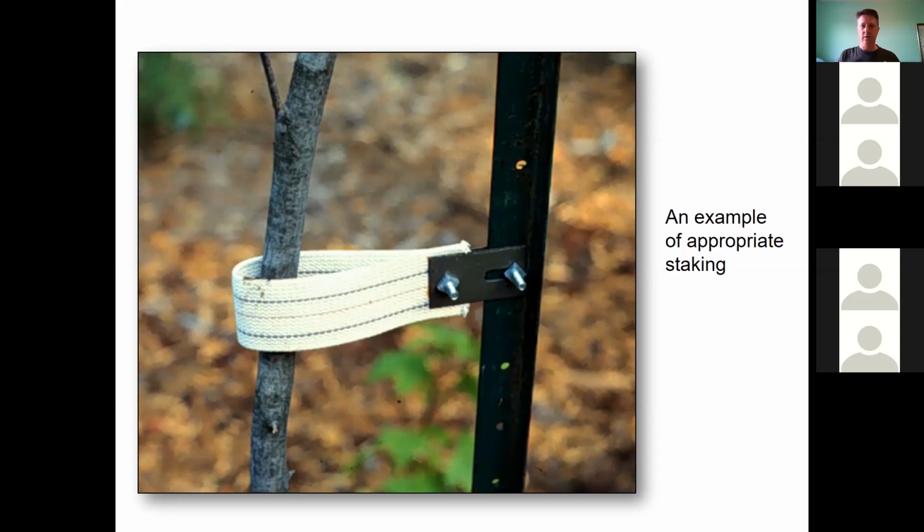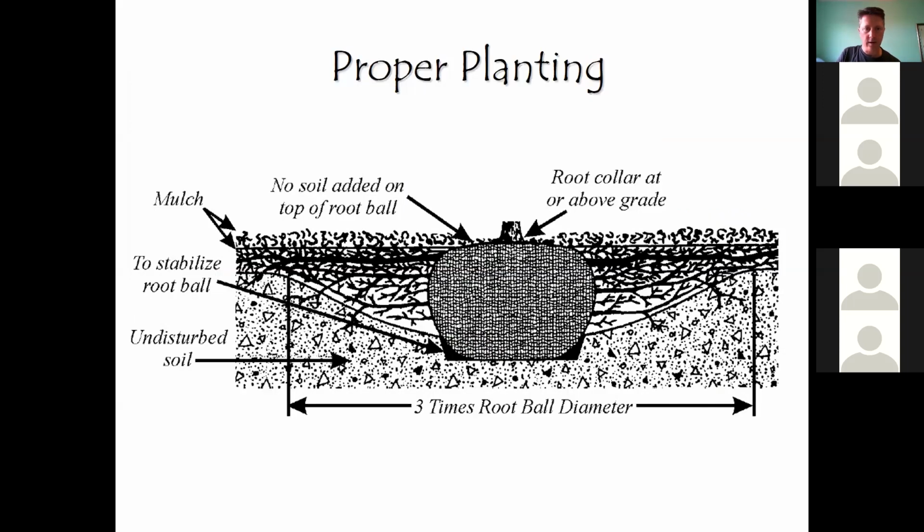So the stake has to go out into the ground. If we look at this picture right here, we would not want to put a stake in any of this area here. The stake would have to go in out here where it can get into undisturbed soil, or at least out of the root ball where it will have a chance to support the root ball.